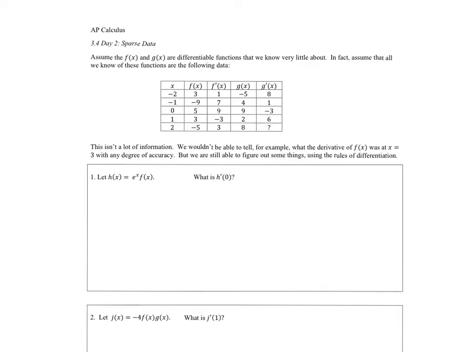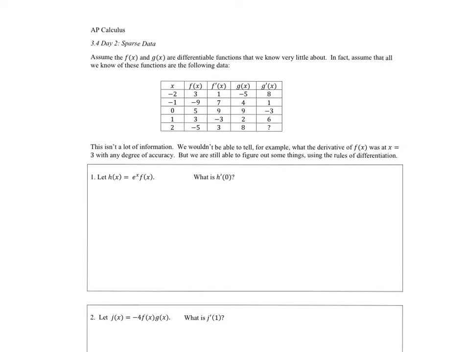We wouldn't be able to tell, for example, what the derivative of f was at x equals 3 with any degree of accuracy. We could take a guess, but we don't know for sure. But we are still going to be able to figure out some things using the rules of differentiation. So let's say that h of x equals e to the x times f of x. It asks us to find h prime at 0.